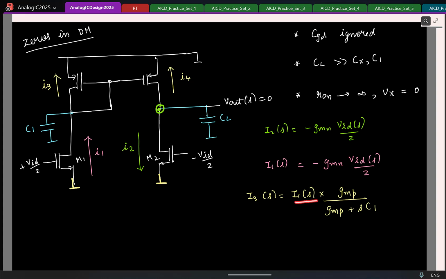You would have written this as I1 of S times 1 by SC1 by 1 by SC1 plus 1 by GM. Correct? This is an impedance which has a resistance of 1 by GM, so it's a current division, right? That's all.